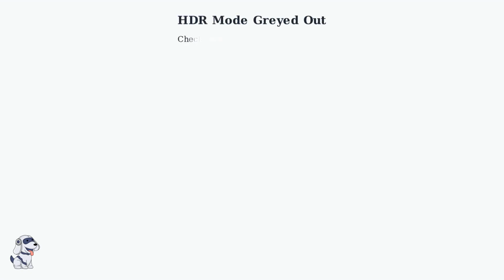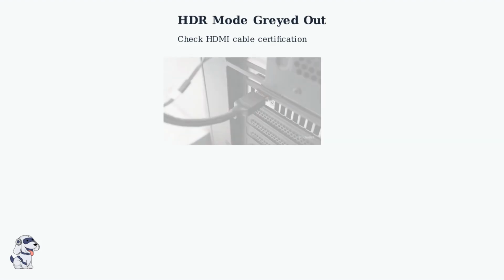If HDR settings are grayed out, first check your HDMI cable certification. Use a certified cable that supports the required bandwidth. Then verify HDR is enabled in your GPU settings, such as NVIDIA Control Panel or AMD Radeon settings.